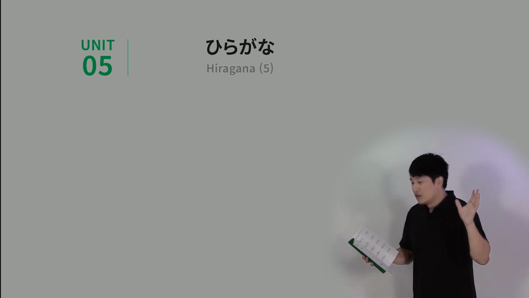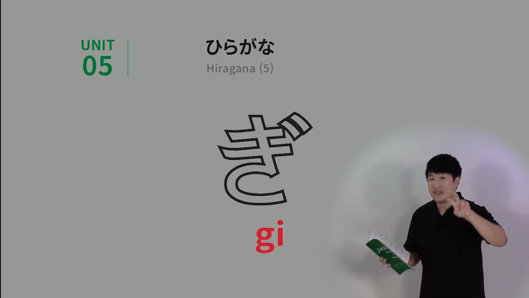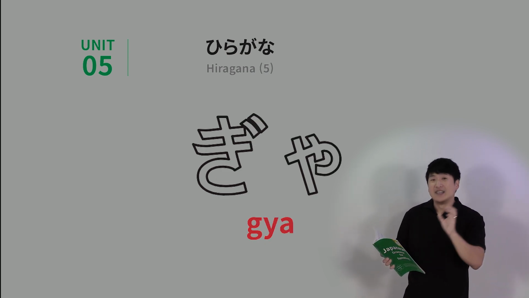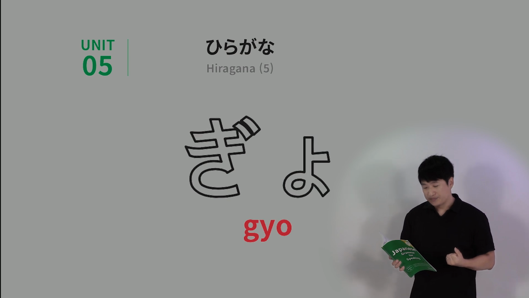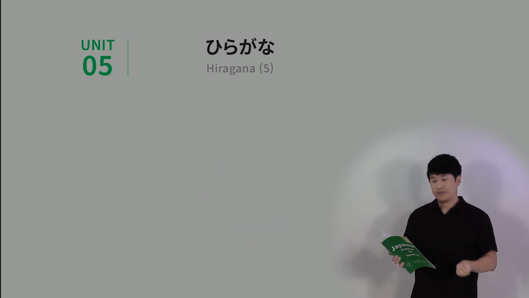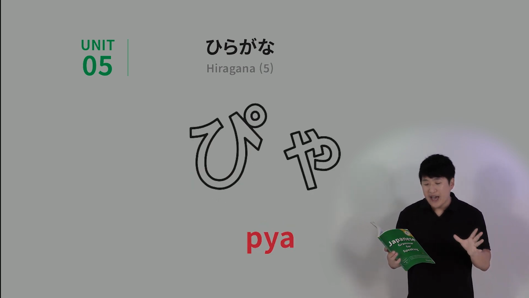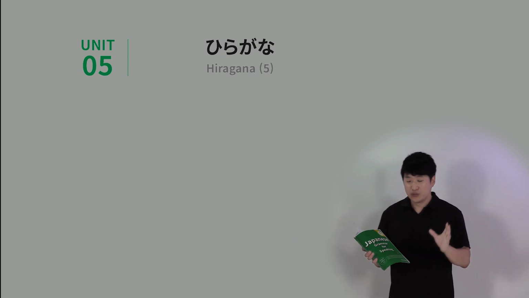Okay, so again, this is gi. Remember ki, and there are two dots. Then we want to read it like gi, and there's little ya. Gya, gyu, gyo. Ja, ju, jo. Bya, byu, byo. Pya, pyu, pyo.